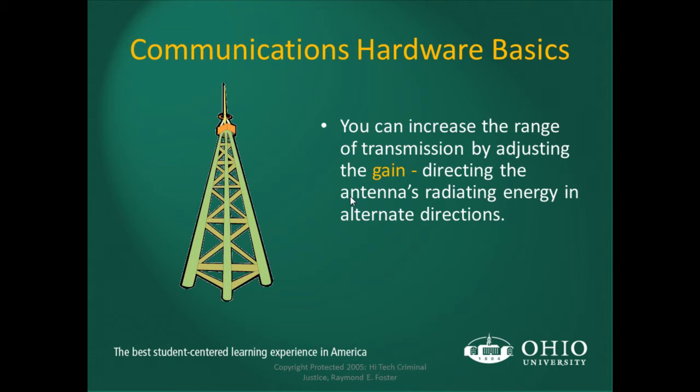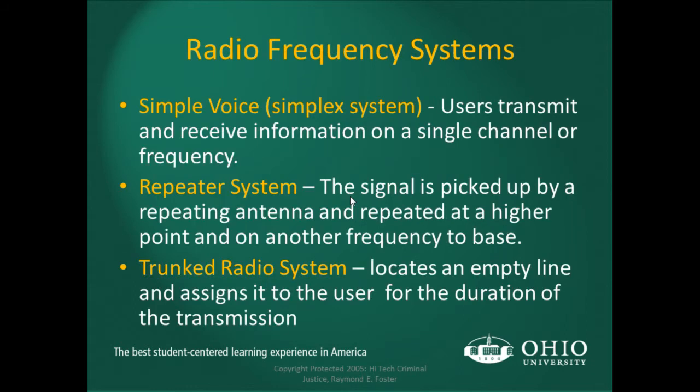You can increase the range of transmission by adjusting the gain, or the power output of the signal. That should be pretty self-explanatory. It's like turning up the volume on your stereo. You're turning up the gain on the signal, and it'll allow it to propagate further.